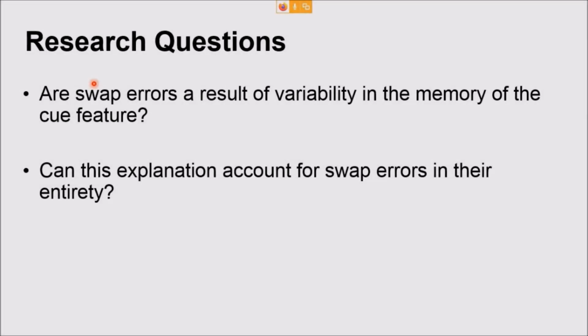So the 2 questions I'll aim to address in the 2 experiments I'll cover today are: 1, are swap errors a result of variability in memory for the key feature? And 2, can this explanation account for swap errors in their entirety, or are there likely to be multiple sources?